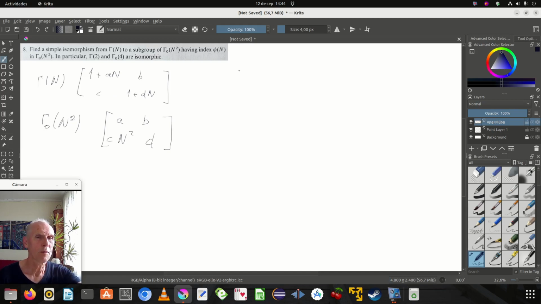The first row should be multiplied by n, so we should have n in the top. I say the first column. That has determinant naught, so that is totally silly. You see, I'm so nervous that I really can't find the simple isomorphism.